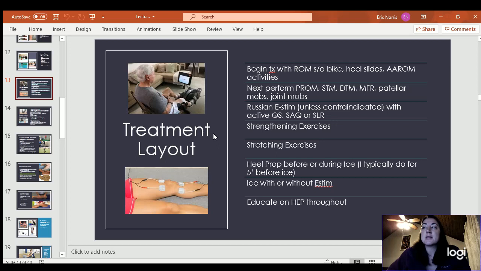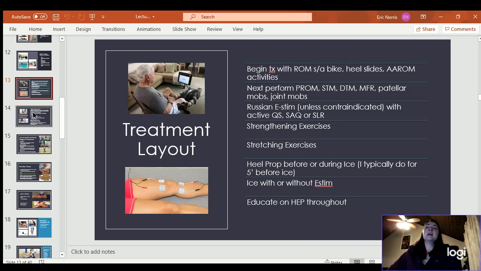And oftentimes we will use E-stim. If we do, you surround the knee area with the electrodes so that the current goes to the right area, and always educate them on the home exercise program, of course, throughout the session. But oftentimes at the end, I will just assess and make sure they understand what they're supposed to be doing. Okay.